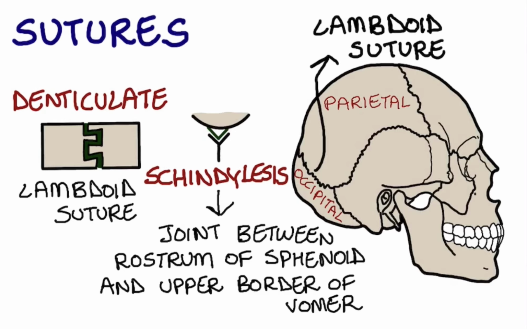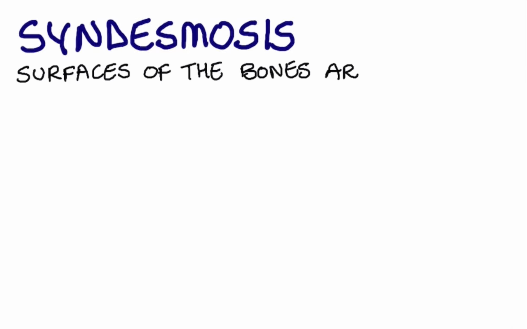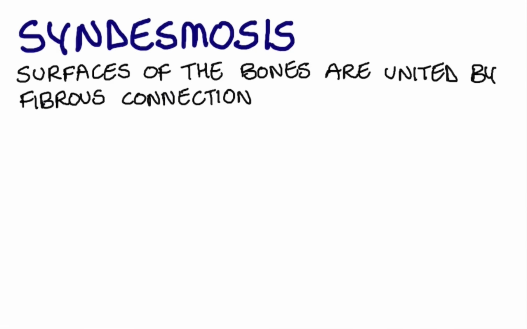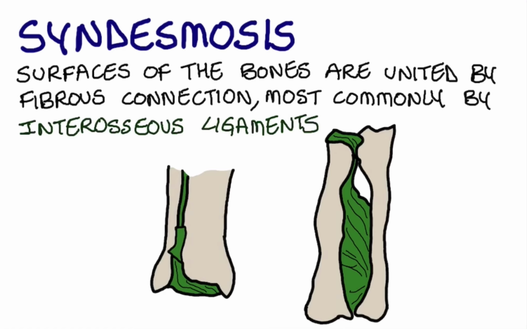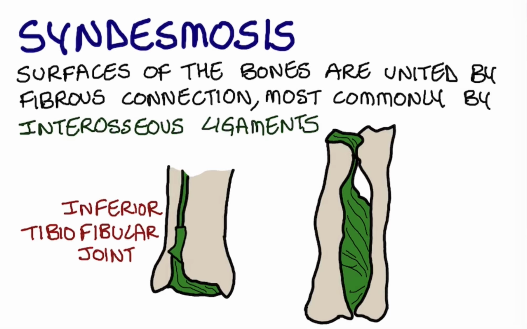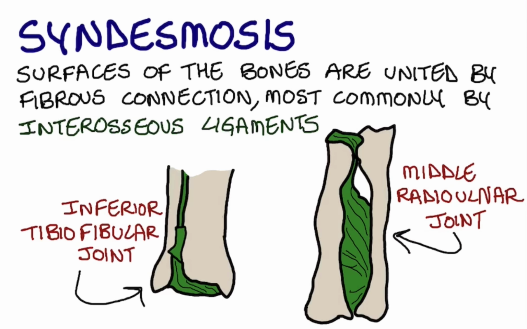Next, we move to syndesmosis. Here, the surface of the bones are united by fibrous connection, most commonly by interosseous ligaments. Slight degree of movement is possible. The examples are inferior tibiofibular joint and middle radioulnar joint.